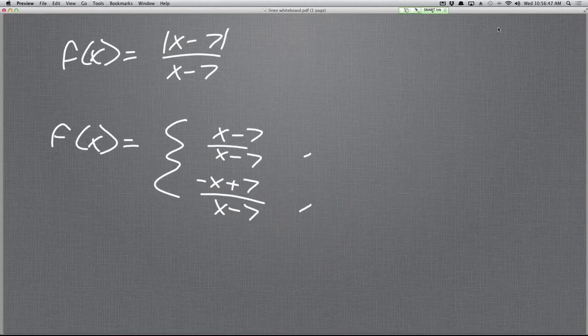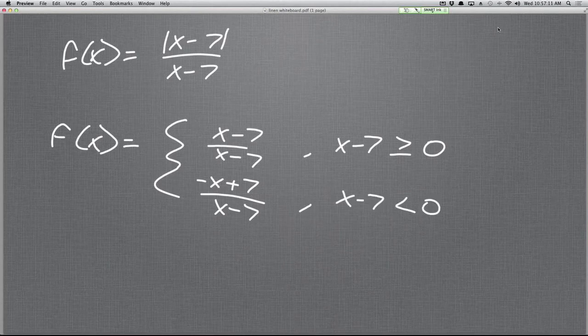Now, we need to figure out the domain. And the domain was always the hard part in the past. I was given a method this summer that makes the domain very easy. You always take what's on the inside and set it greater than or equal to 0 on the top. And you take what's on the inside and set it less than 0 in the bottom. And then you just solve each of those for x, and that'll tell you what the domain is.